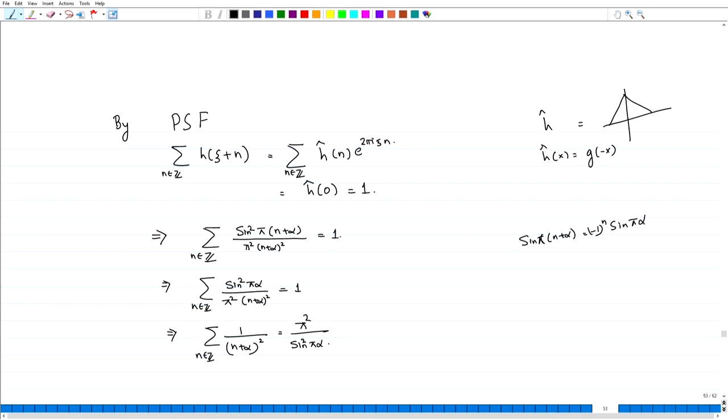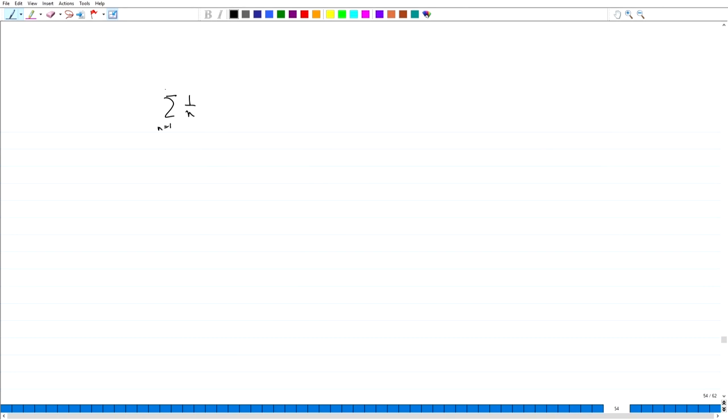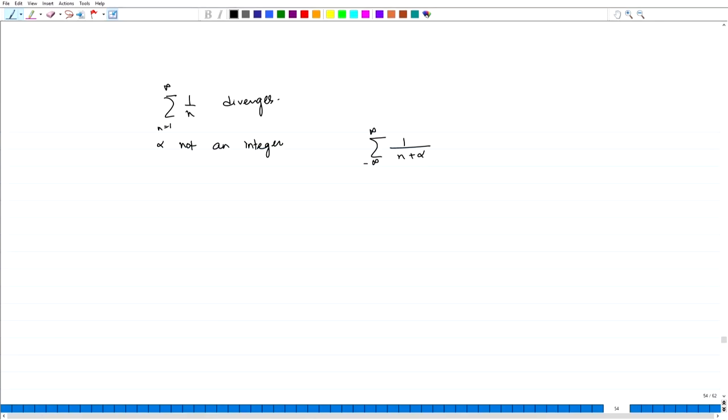So this is what we know, that summation over 1 over n, n equal to 1 to infinity, diverges. And now for alpha not an integer, what can we say about, suppose, minus infinity to infinity of 1 by (n plus alpha)? You see, we are not talking about n equal to 1 to infinity of 1 over (n plus alpha). So now this alpha is not an integer. So for this, can we find the value?